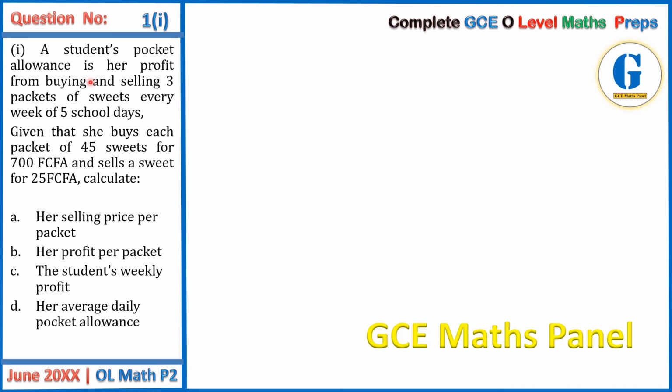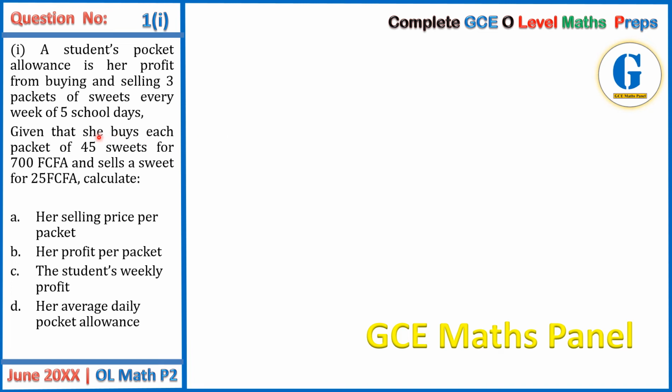So let's first of all look at the question and understand it. So this student's pocket allowance comes from her profit. This student is selling in school, although she does not sell in school, but this is a mathematical example, forget about that. This student sells sweets in school, and she buys and sells 3 packets of sweets every 5 days. That is every 5 school days. She buys 3 packets of sweets and sells them. And it is from the profit of those sweets that she has her pocket allowance.